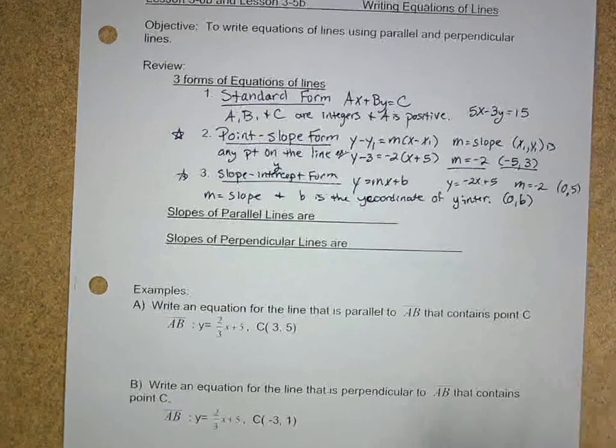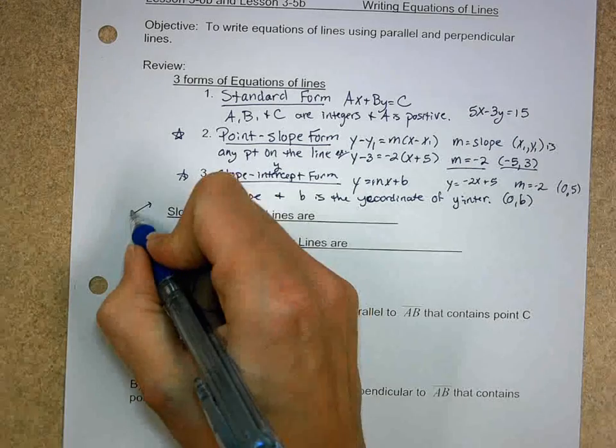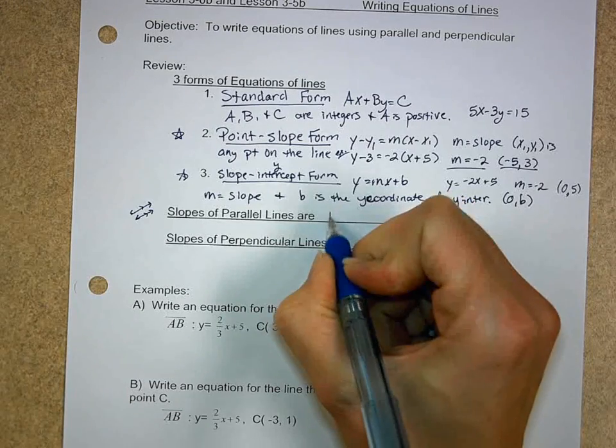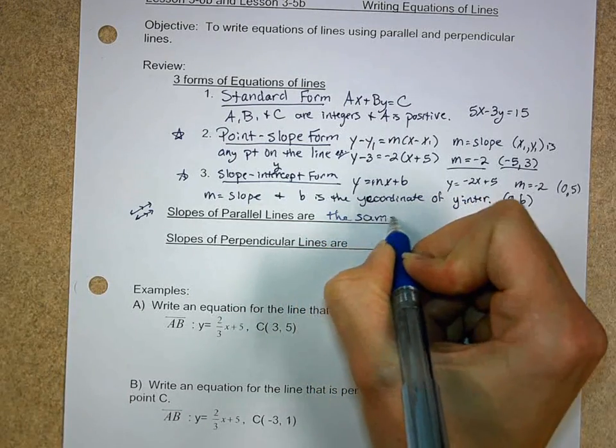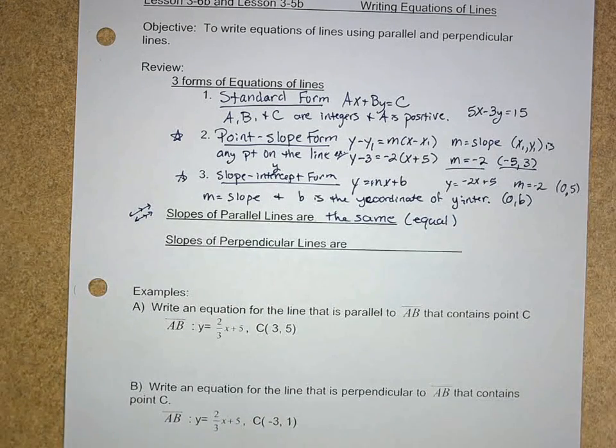Now, a few things we also need to remember. Slopes of parallel lines. Remember, parallel lines have the same slant. That means the slopes are the same. They're equal. So if I know one, I know the other.